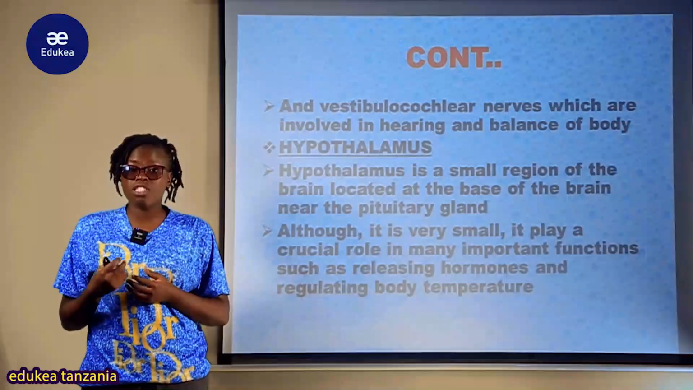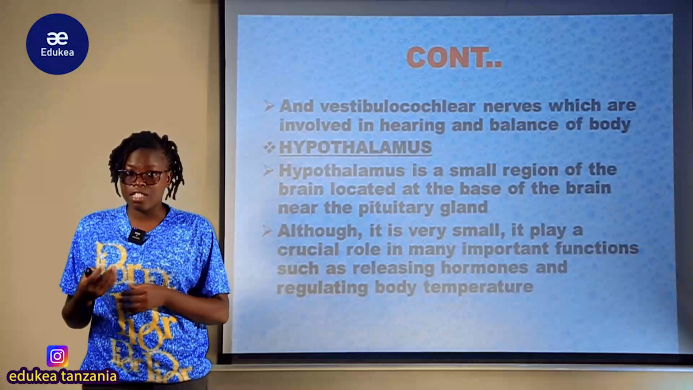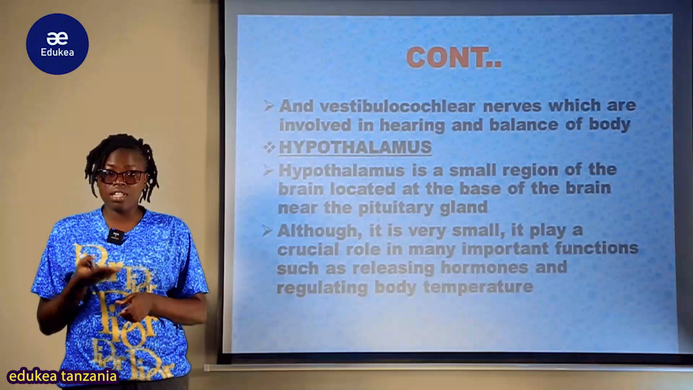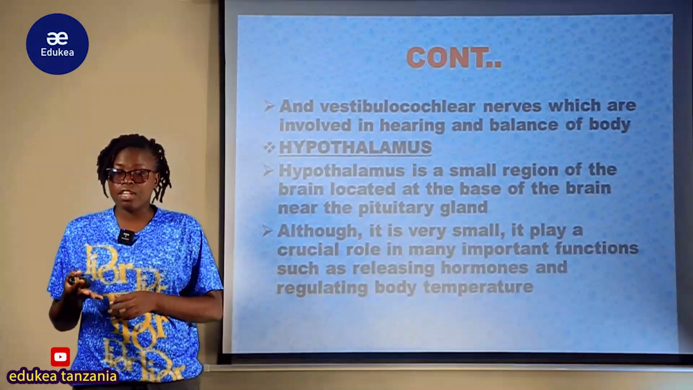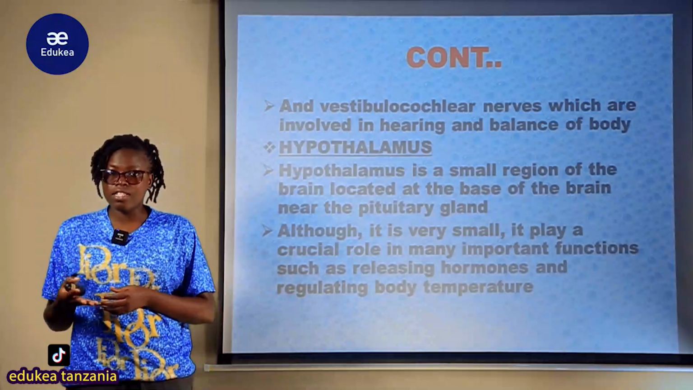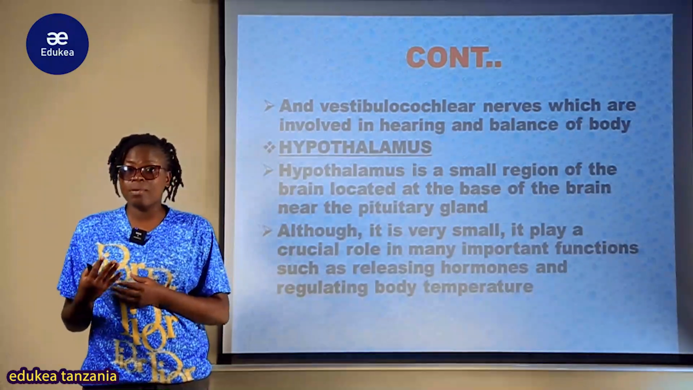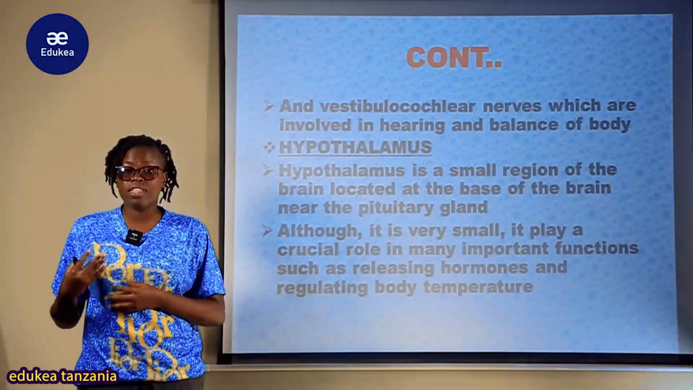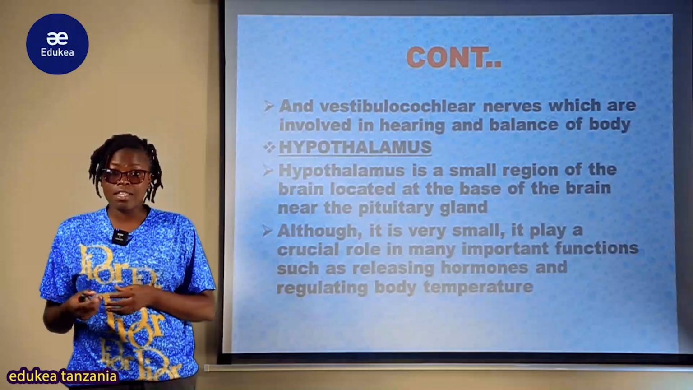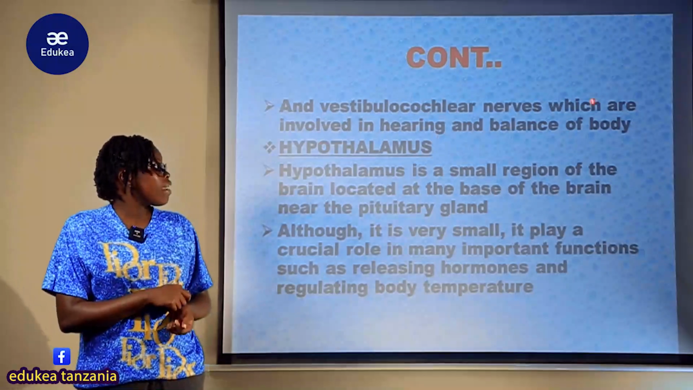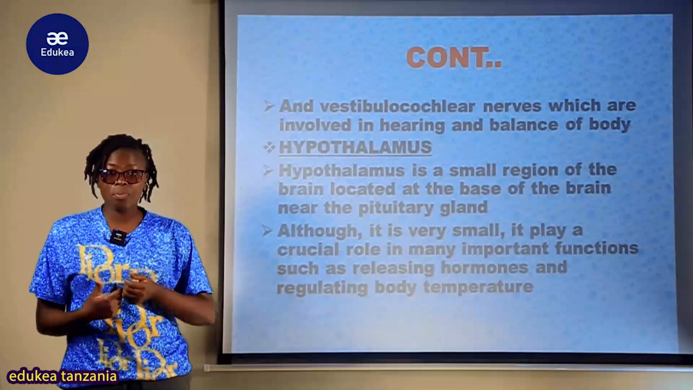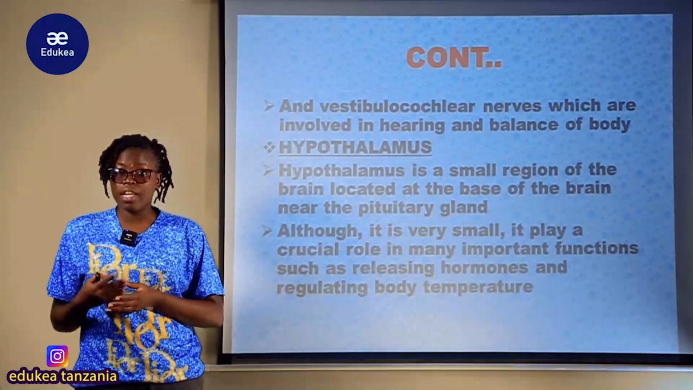Also, another one is the vestibulocochlear nerve, which helps in transmission of sound waves to the brain, so that a person or animal can be aware of a particular sound. It is also important in assuring balance during movement or other forms of locomotion. So the vestibulocochlear nerves are involved in hearing and balancing of the body. Another component of the brain is the hypothalamus.